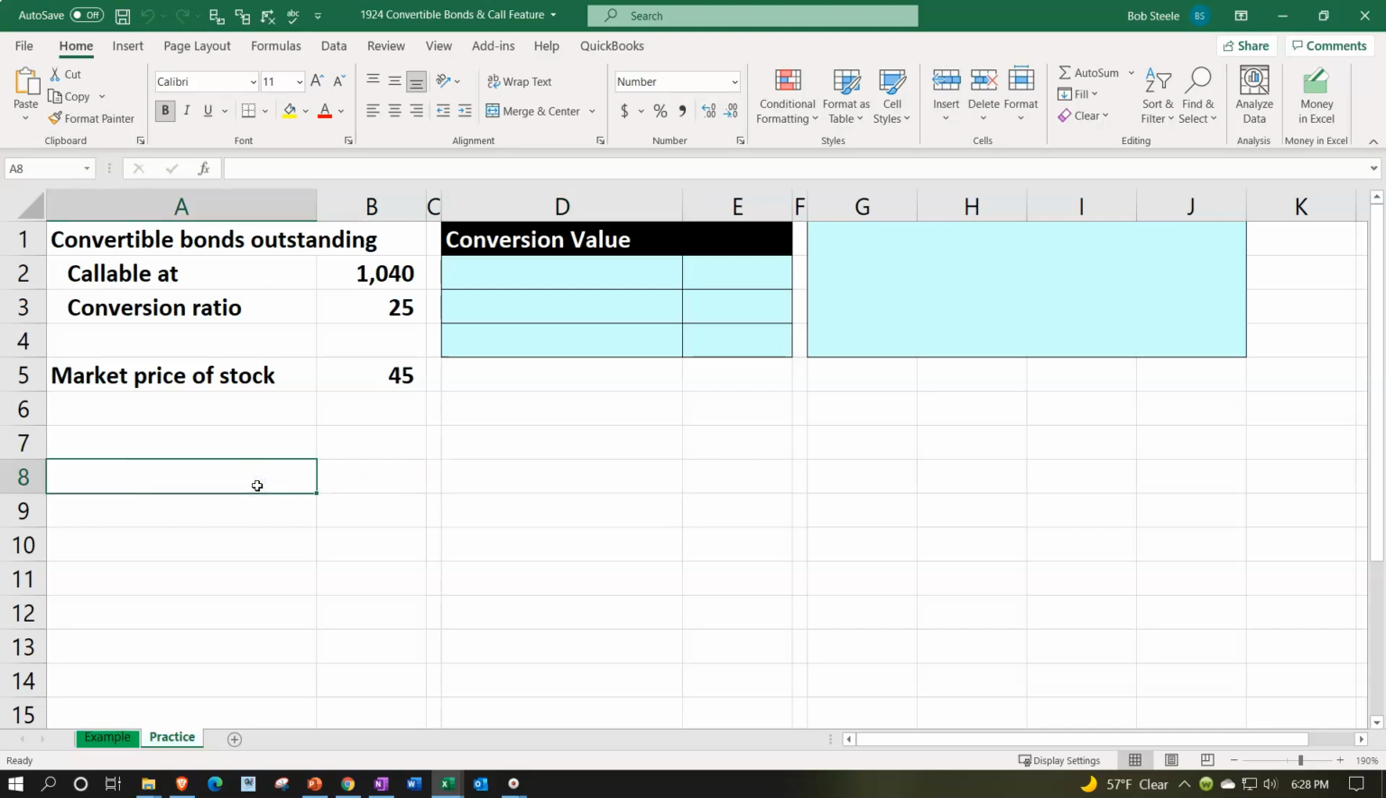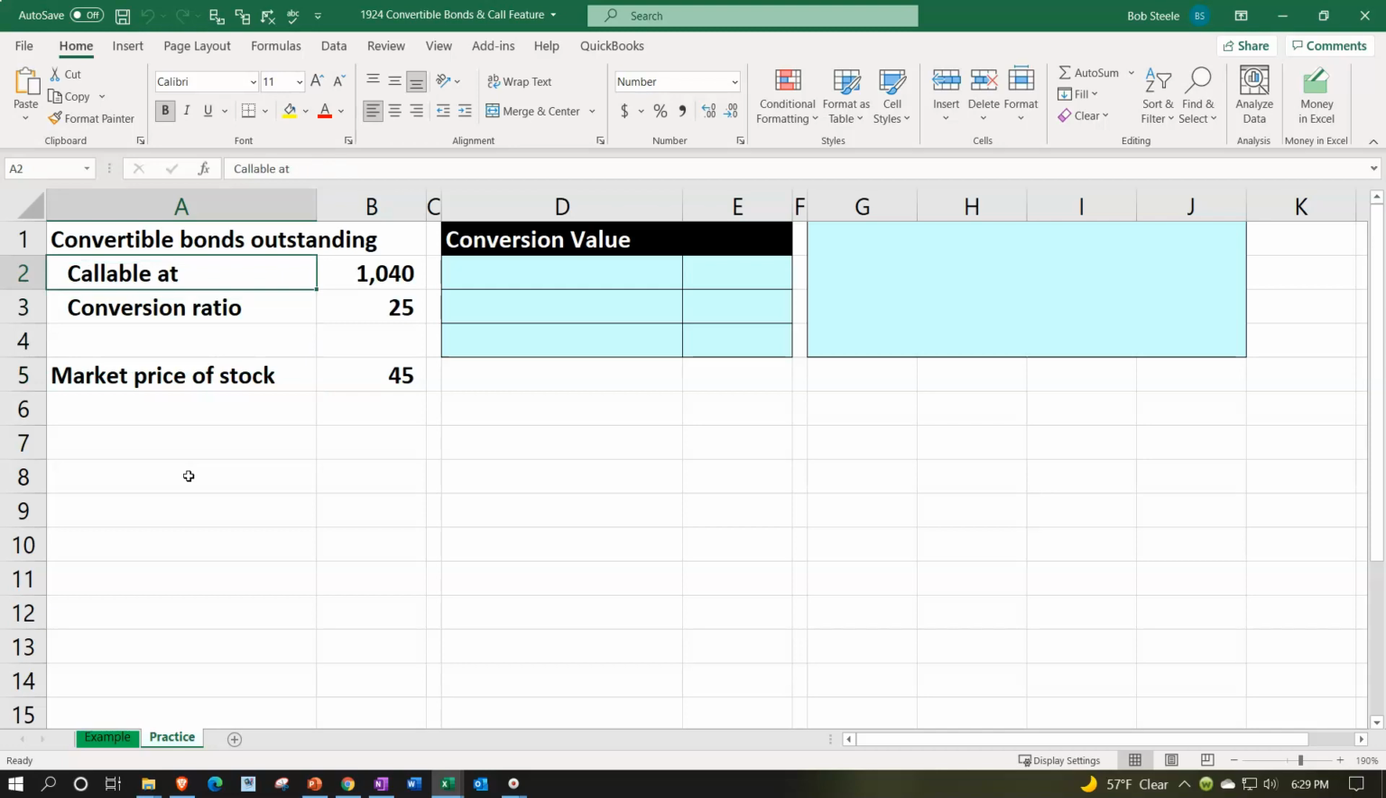So we have the convertible bonds outstanding. They're callable at the $1,040. The conversion ratio, meaning the number of common shares that the bond can be converted into, is 25. The market price of the stock is going to be 45. So let's calculate the conversion value and then imagine a situation where the company is declaring that they're going to call back at the 1,040.